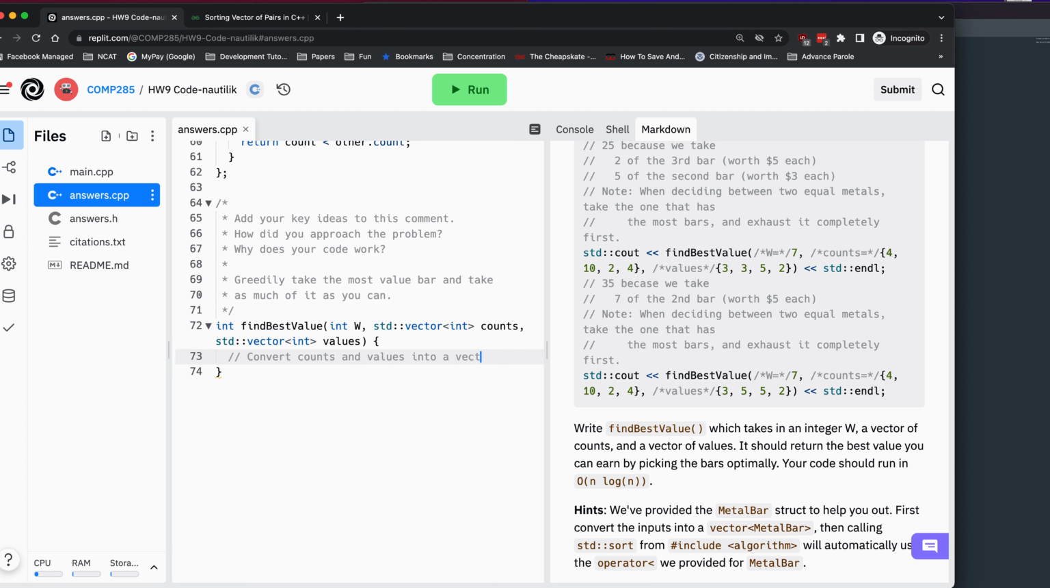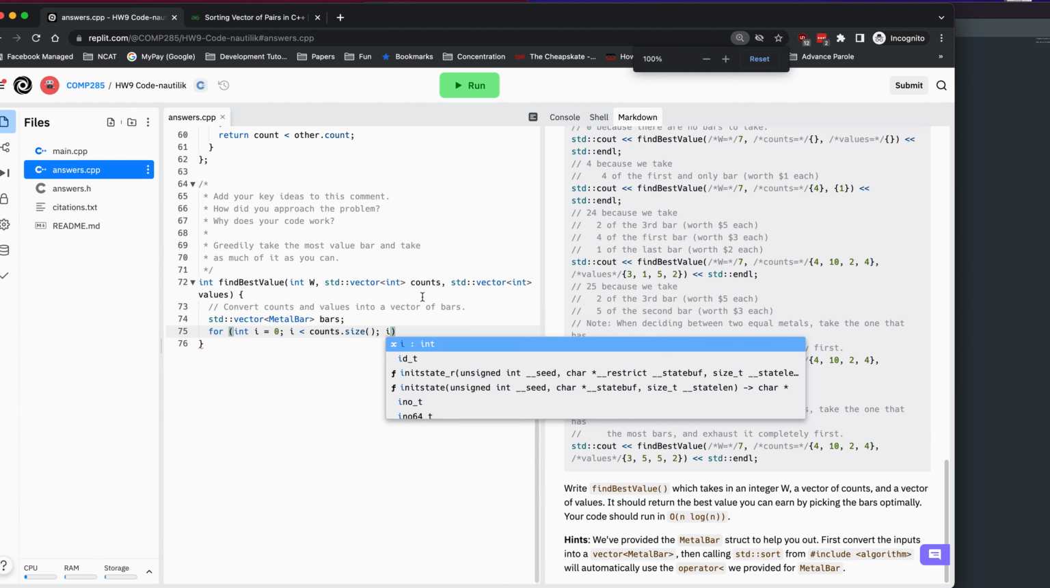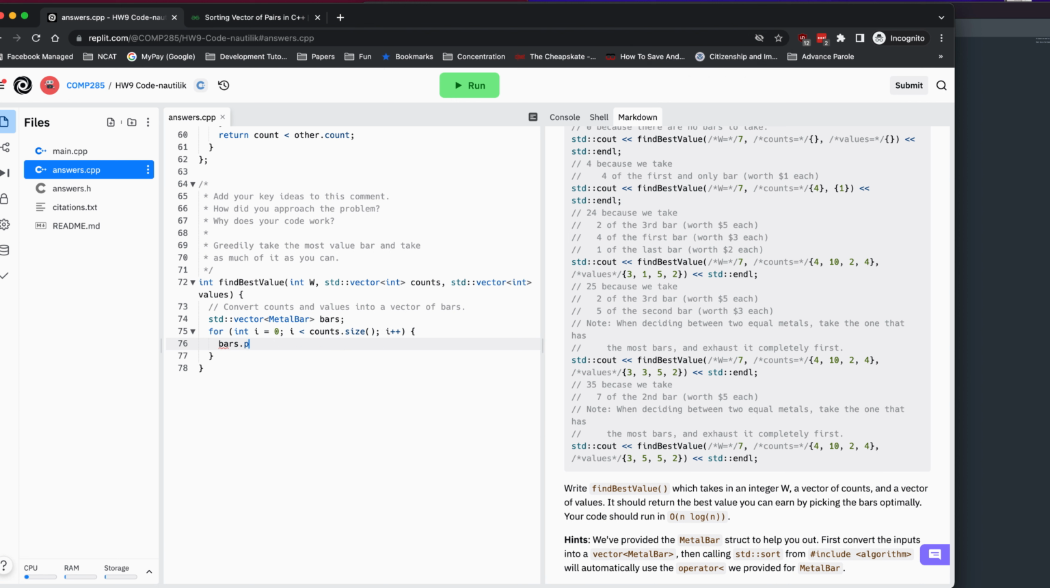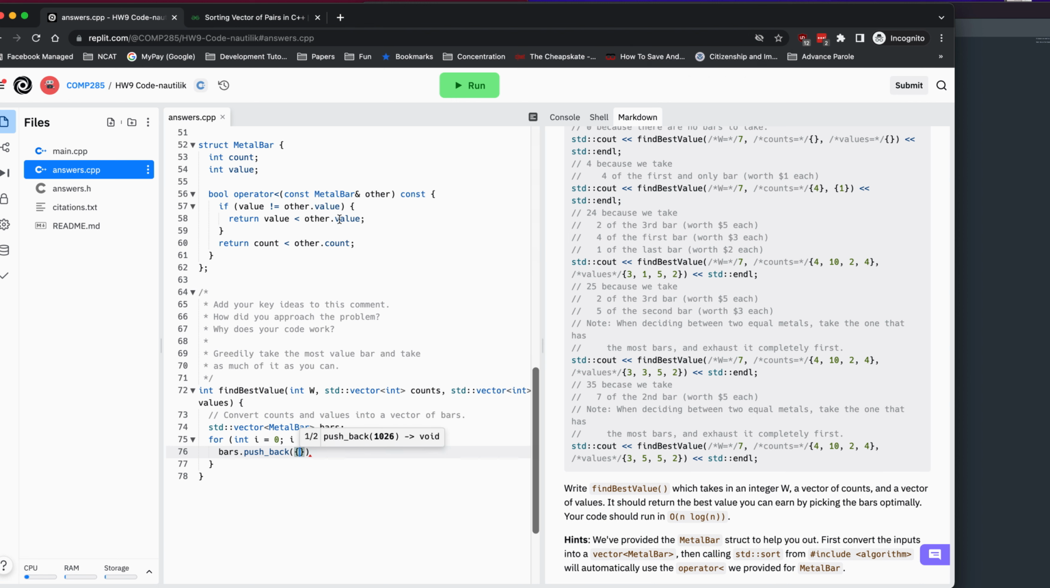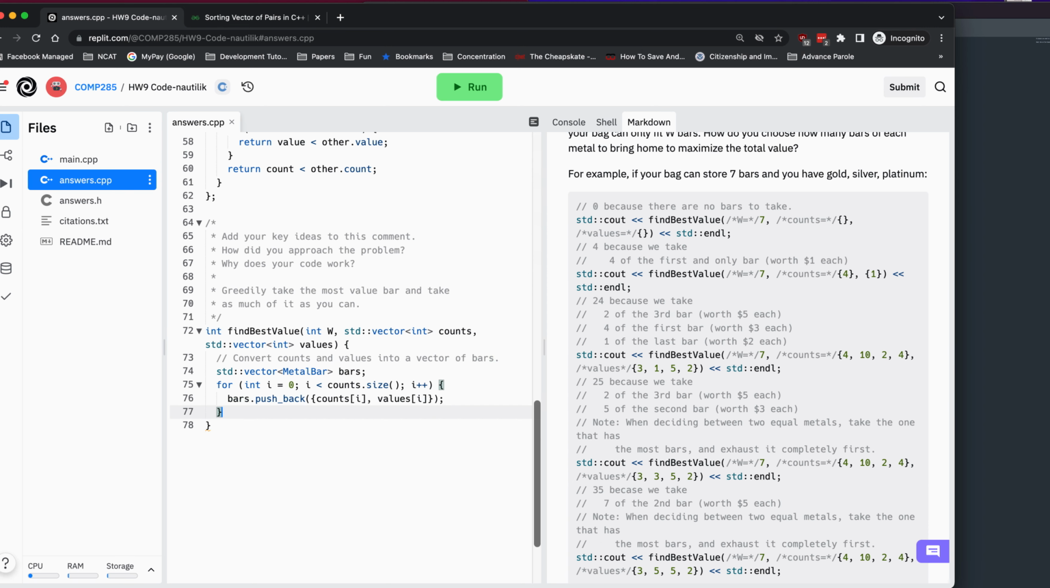into a vector of bars. So we're going to have our standard vector of bar, which is going to be our bars. And we are going to iterate over the size of our counts. Something like this. Sorry for that. And we're just going to say bars dot push back. And the very first thing we have is a count and a value. So we're going to push back the counts I, and we're going to push back the values I. That is going to give us a vector of bars.